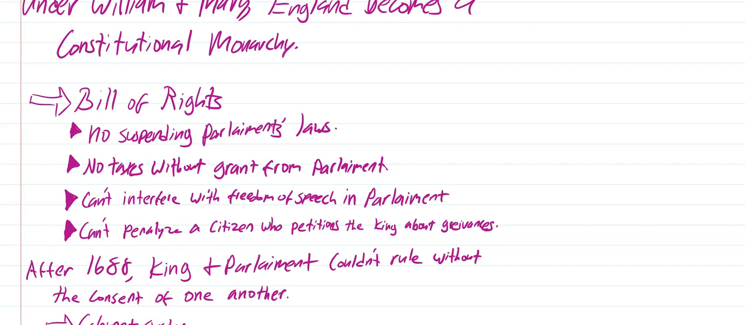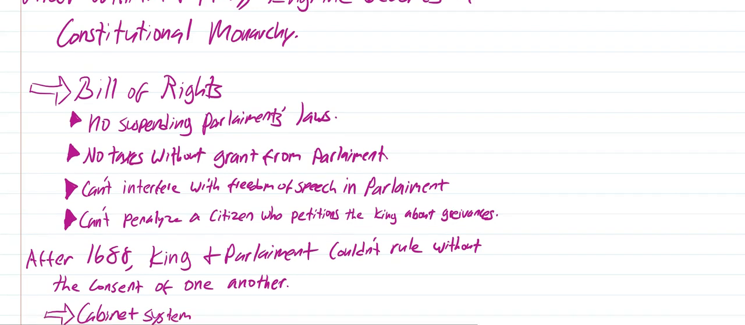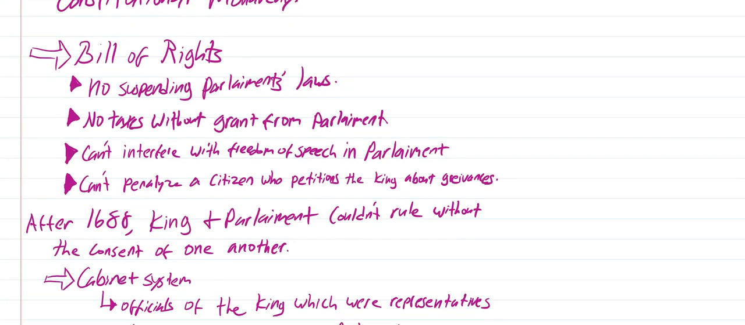You also can't interfere with freedom of speech in Parliament, so you can't have a Parliament member arrested for saying something that might be contrary to the way the king thinks. And you can't penalize a citizen who petitions the king about grievances. So these are all different rules and laws that detract from the absolute power of monarchs. And so we can definitely see that the English has stepped away from absolutism in this case.